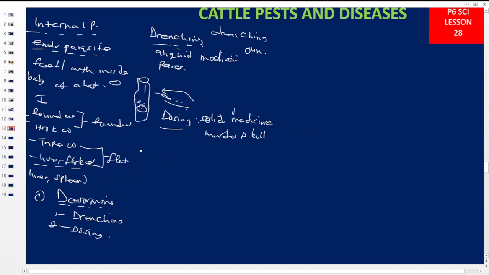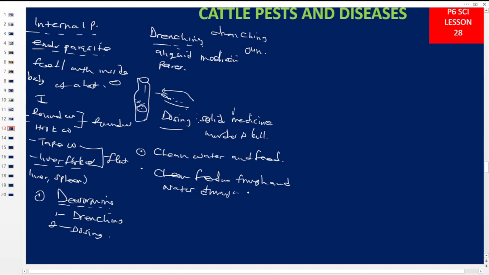Now apart from deworming, how else should we control these internal parasites? We should provide our animals with clean water and feeds. Next, we should clean the feeding troughs and also the water troughs where they drink from, so that those worms don't lay eggs there and don't hatch from there. And third, we should destroy or burn the infected meat.